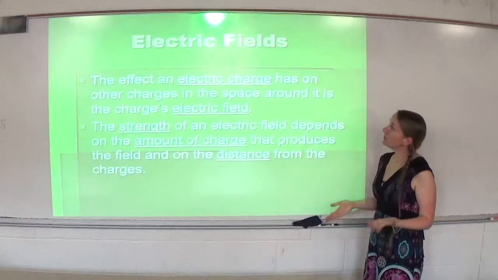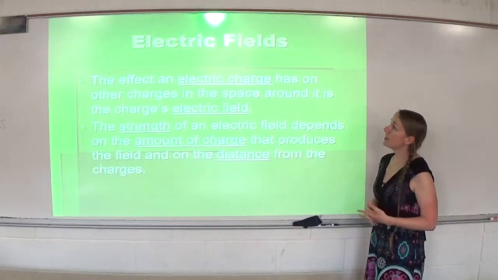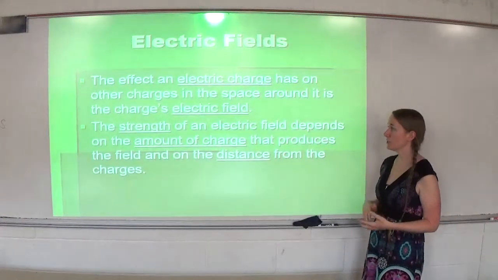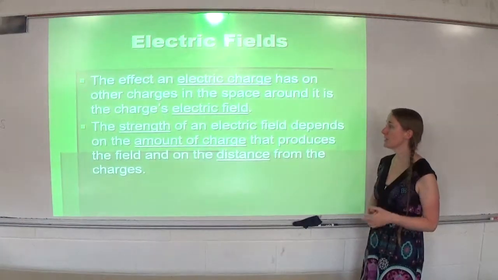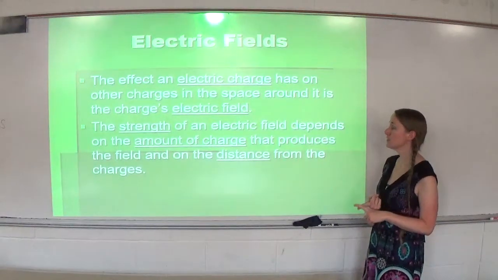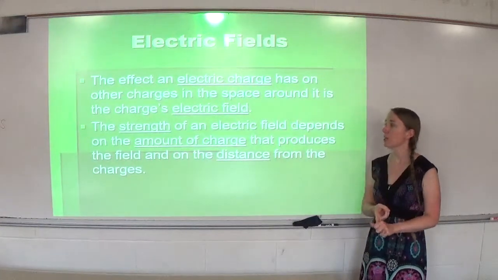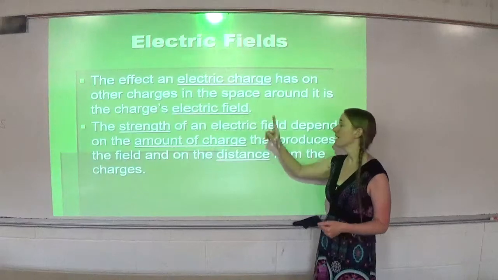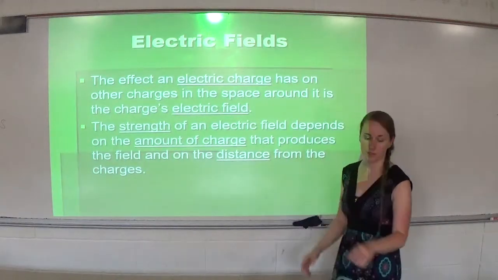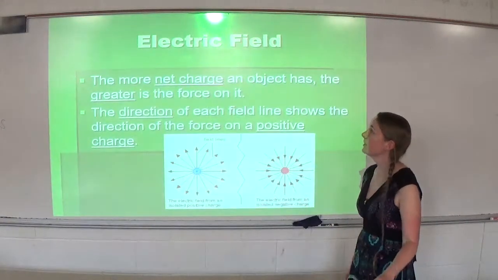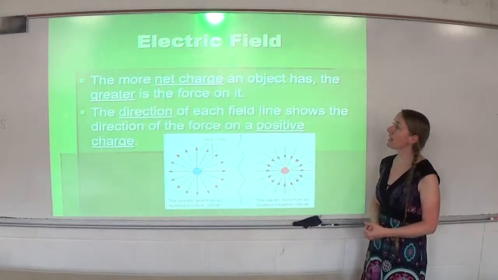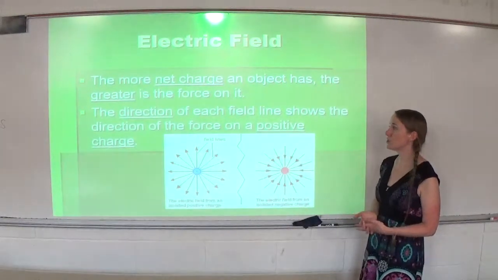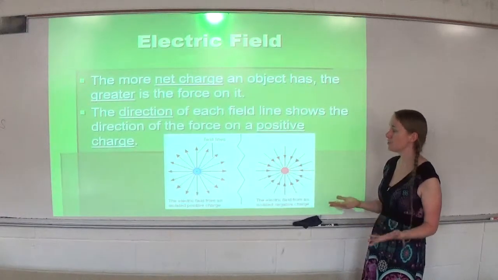The effect an electric charge has on other charges in the space around it is the charge's electric field. The strength of the electric field depends on the amount of charge that produces the field and on the distance from the charges. That's the same thing we said about Coulomb's law: how large is the charge and how close are they together? The more net charge an object has, the greater the force on it. The direction of each field line shows the direction of the force on a positive charge.